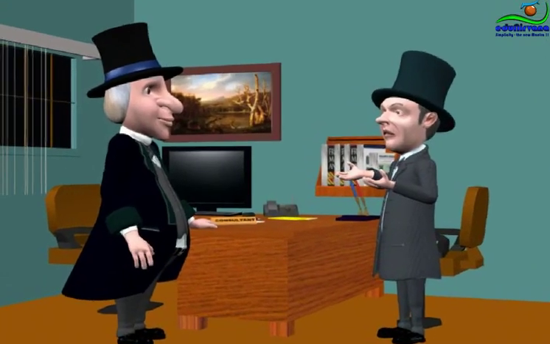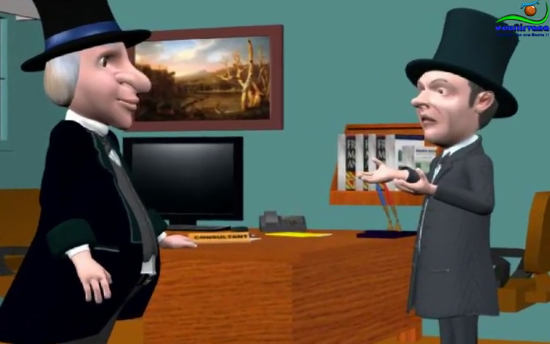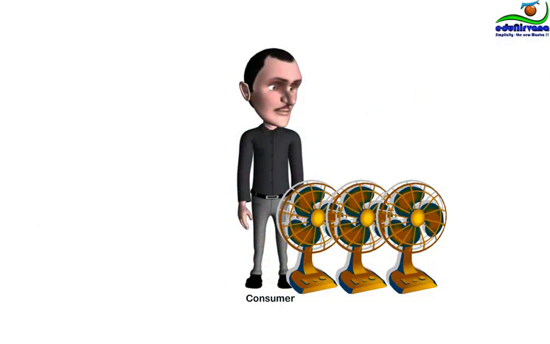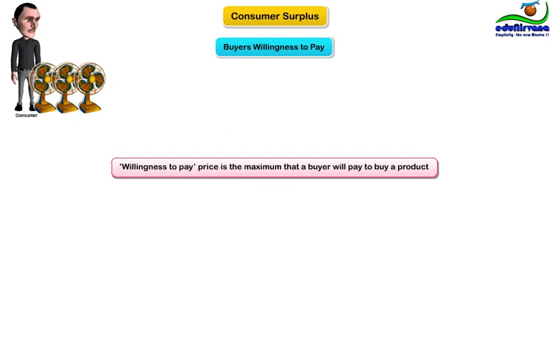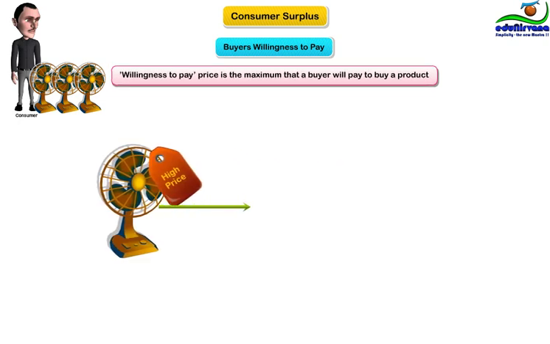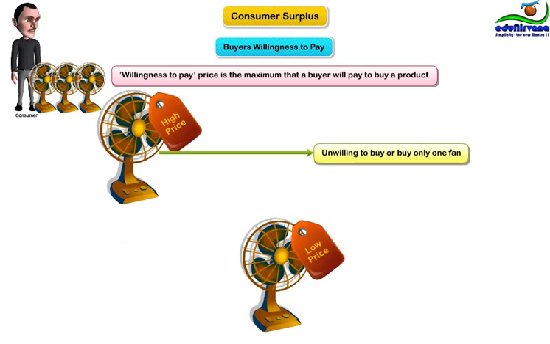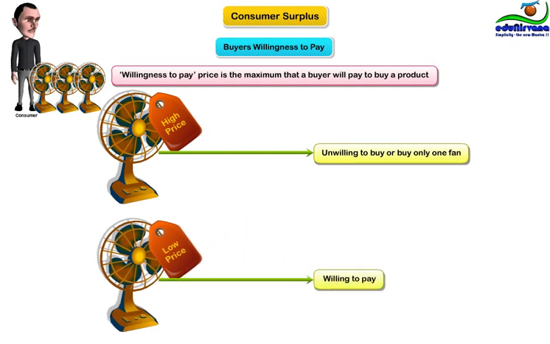Not clear. Can you please explain through a practical example? Sure. Let's start from the buyer's willingness to pay. Willingness to pay is the maximum price that a buyer will pay to buy a product. In other words, he will not buy any fan if the price is even slightly higher. At that price, he may like to purchase only one fan. He will be happier if the price is lower than his maximum price, that is, his willingness to pay.